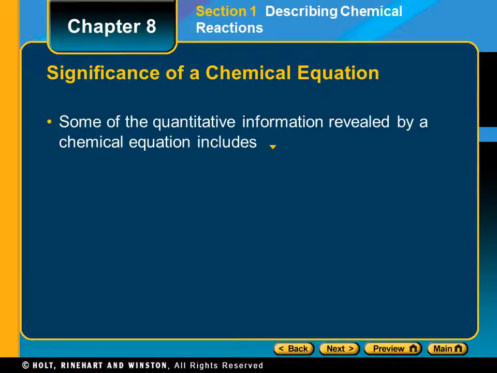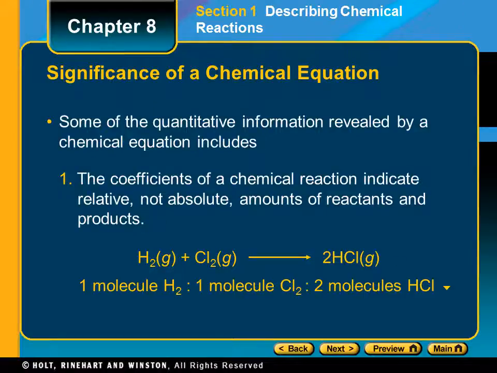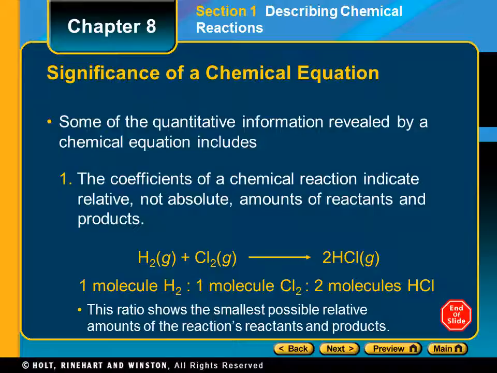So, significance of chemical equations. Quantitative information revealed by a chemical equation includes coefficients of a chemical reaction indicate relative, not absolute, amounts of reactants and products, but it's still a data point. That's quantitative. 1 molecule of hydrogen to 1 molecule of chlorine to 2 molecules of hydrochloric acid. The ratio shows the smallest possible relative amounts of the reactants and products.